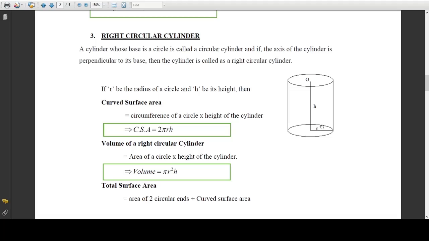Now the total surface area. What will be the total surface area? Total surface area is the lateral or curved surface area plus the area of these 2 circles at the top and the bottom. Curved surface area is 2 pi r h, plus pi r square, plus another pi r square for the circle at the bottom.